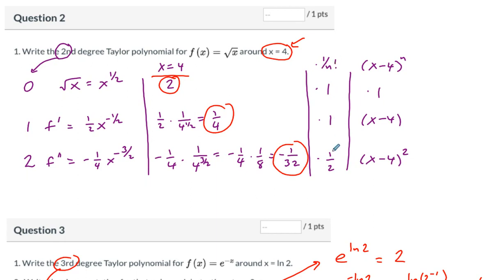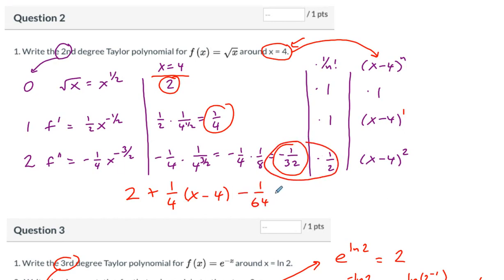Here's our 1 over n factorials, 1, 1, 1/2. And then again, because it's at x equals 4, we're evaluating the polynomial x minus 4 to the n. So here's x minus 4 to the 0. It's always just a 1. Here it is to the first, and here it is to the second. Put these together, and we get 2 times 1 times 1, so 2, plus the 1/4, x minus 4, and finally, multiplying the coefficients, negative 1/64, x minus 4 squared.